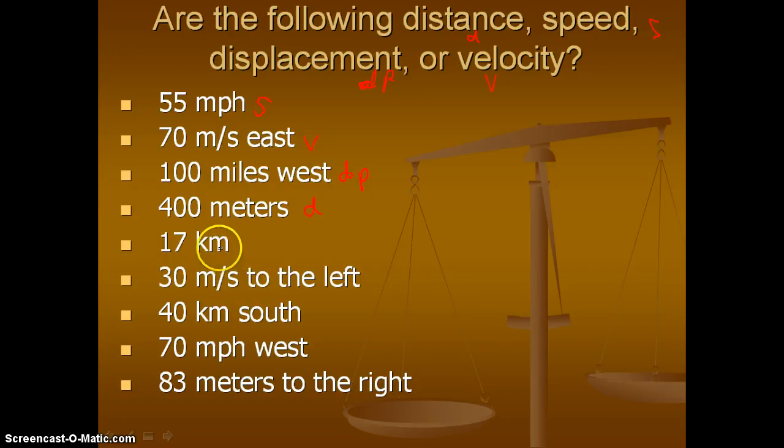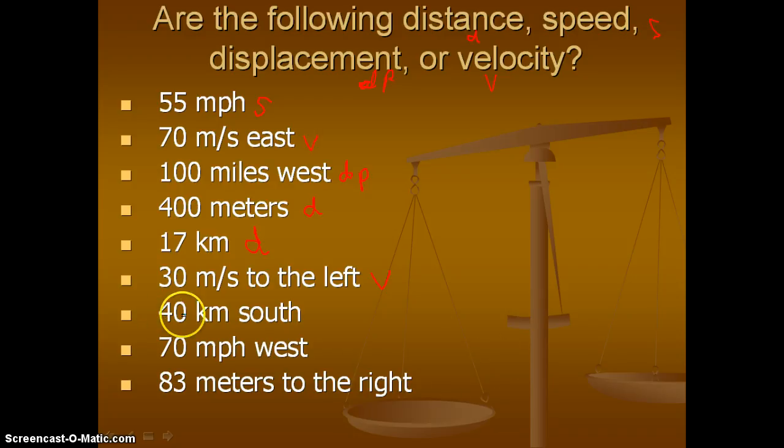About 17 kilometers. Kilometers refers to a distance. So I walked 2 kilometers, for example. In this case it's 17. But kilometers is going to be distance. There's no direction, so again it's just going to be plain distance. 30 meters per second to the left. So meters per second, we've got a distance unit and a time unit, so that's going to be speed. To the left is a direction, so this is going to be velocity.